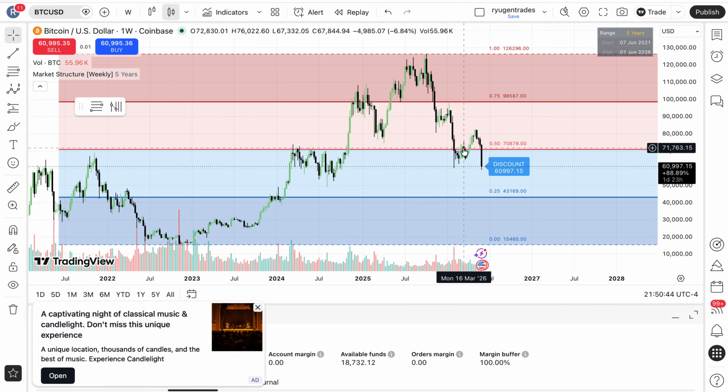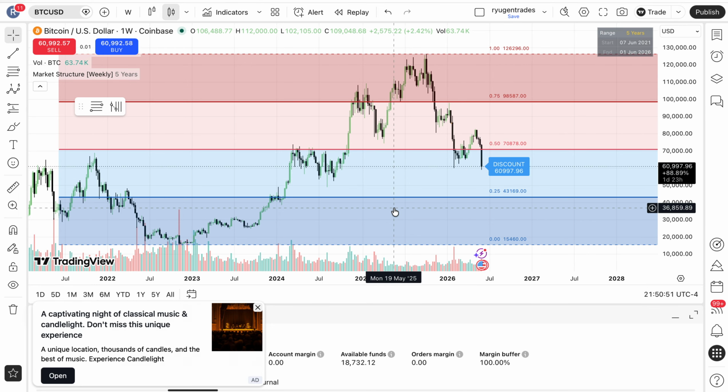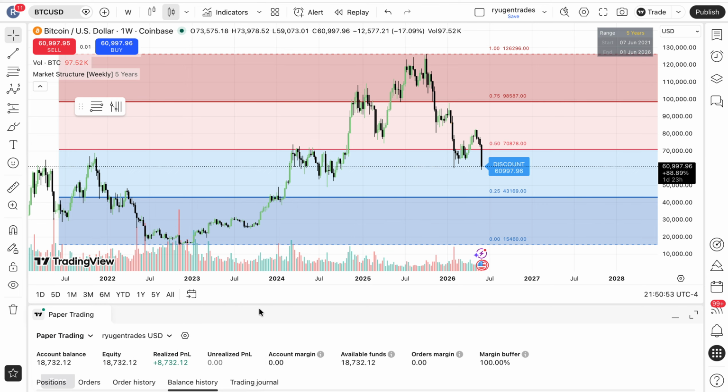So demo trading is great to actually test your strategies to see whether you have the right strategy or not, and you don't have to risk real money.